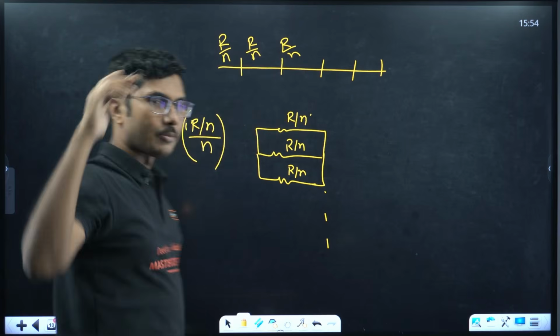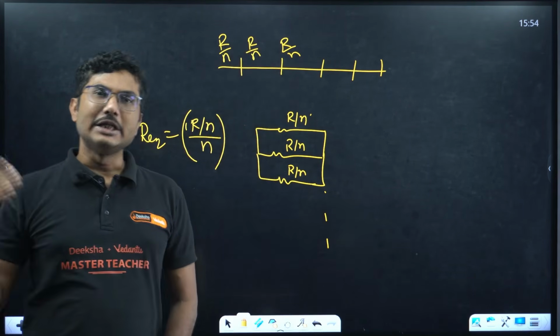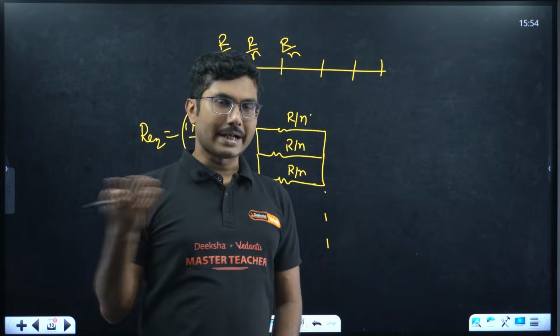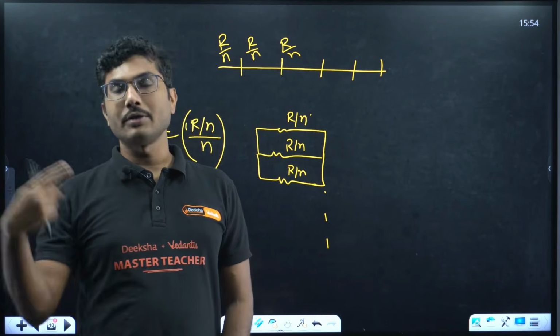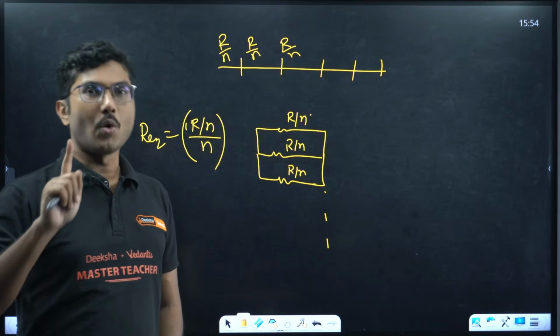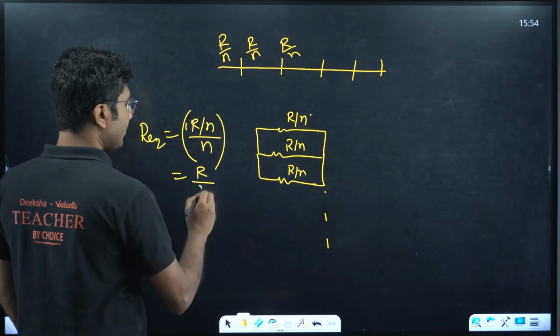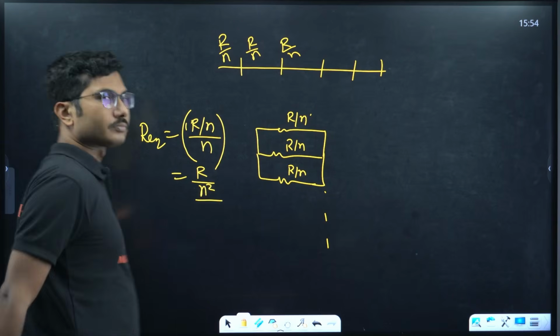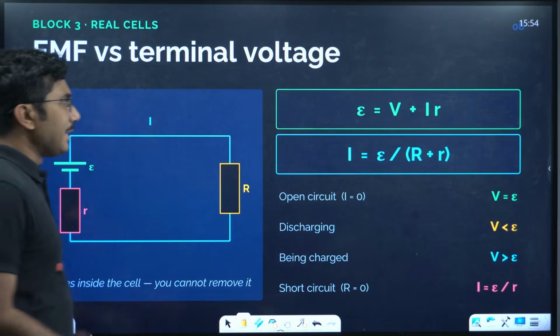So suppose I have a 100 ohm resistance. I cut it into 10 pieces. Each piece will have 10 ohm resistance, right? That is obvious. Now if you connect them in parallel combination, then the total resistance will be only 1 ohm. So that is one that you need to be careful about. So R by N square. This is a shortcut formula, very handy in many cases.